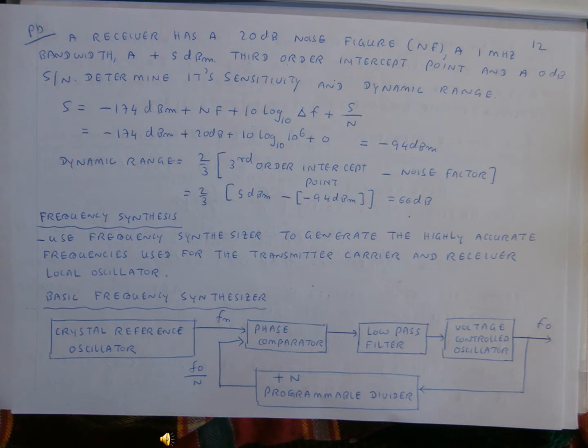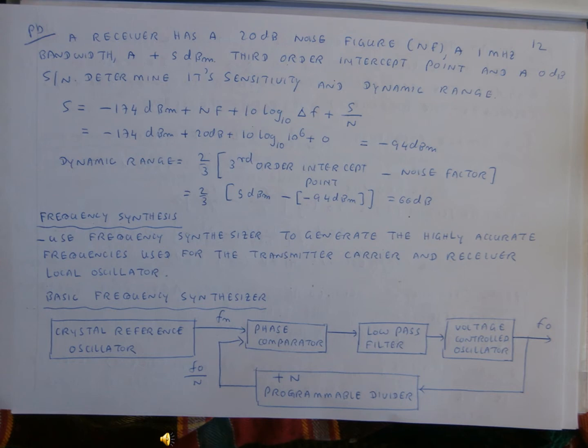Firstly, we write down the equation. S is equal to minus 174 dBm plus NF plus 10 log10 of delta F plus the signal to noise ratio. So that will be minus 174 dBm plus 20 dB plus 10 log10 of 10 to the power 6, plus 0. So we got minus 94 dBm.